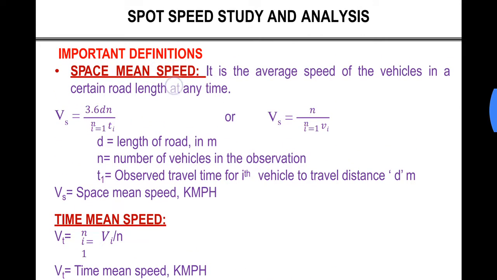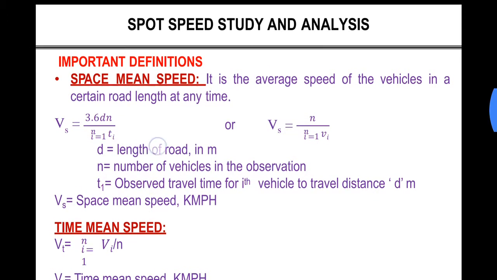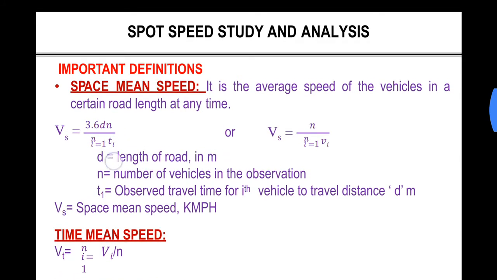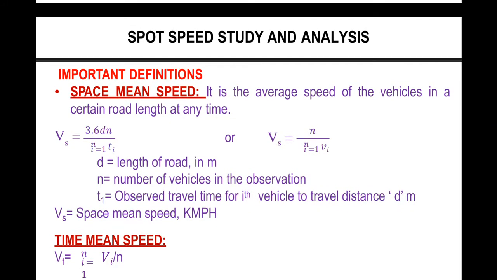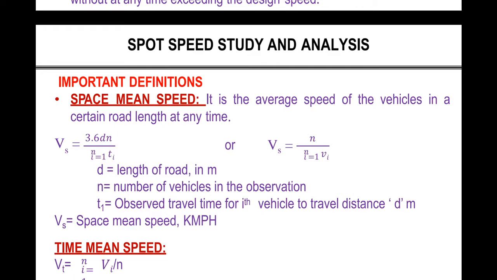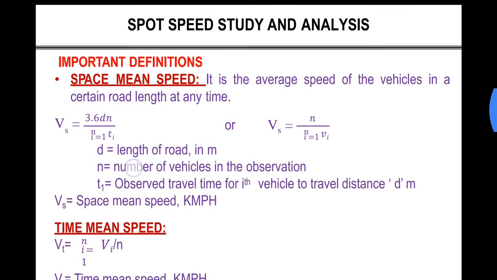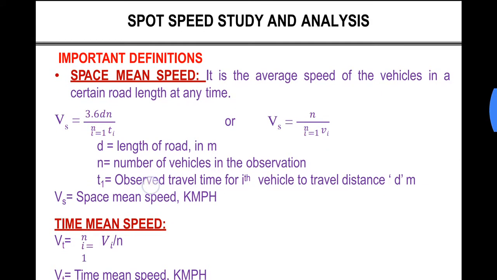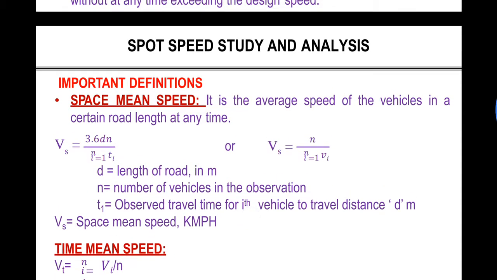Here space mean speed, that is Vs, is given as 3.6 into D n divided by summation of Ti. Okay, now what is D? D is nothing but the length of road, n is the number of vehicles in the observation, and Ti is the observed travel time for the ith vehicle to travel the distance D. Okay, so this will depend on the number of observations. If there are 10 vehicles, that is if n is equal to 10, then T would also have 10 values, T1, T2, T3, so on up to T10. Okay, and Vs is nothing but the space mean speed, that is given in kmph.